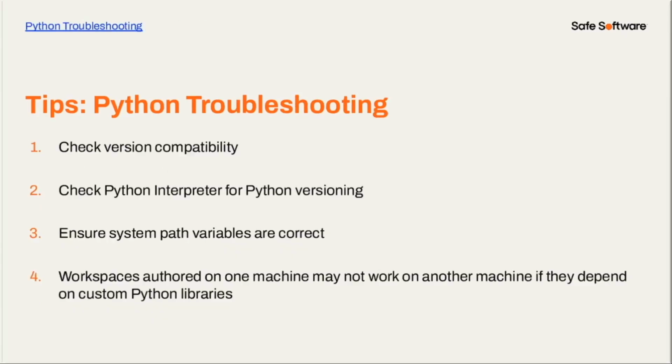All right, so some tips for Python troubleshooting: check version compatibility and check the interpreter for Python versioning, which we pretty much covered in both of our demos, Crystal mostly in hers, and I briefly touched upon it in mine. And ensure system path variables are correct, just like we discussed in the previous slide. A workspace authored on one machine may not work on another machine if they depend on custom Python libraries. So make sure to have those packages and the interpreter version matching there.